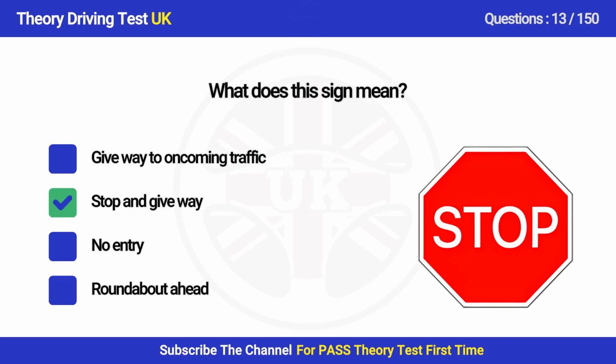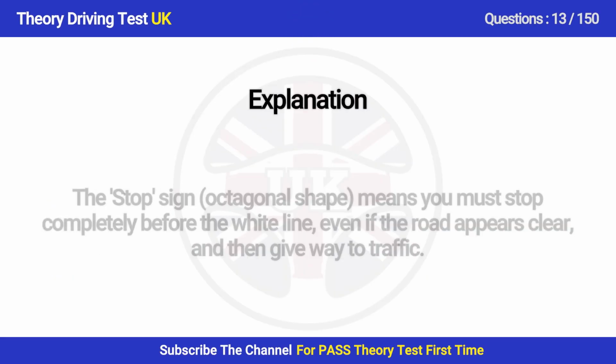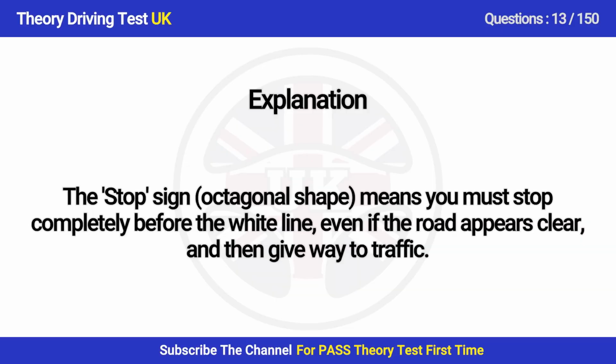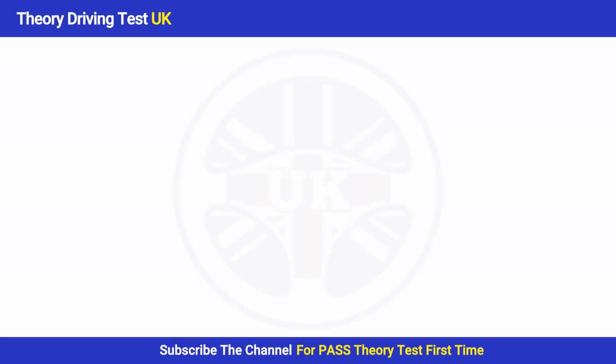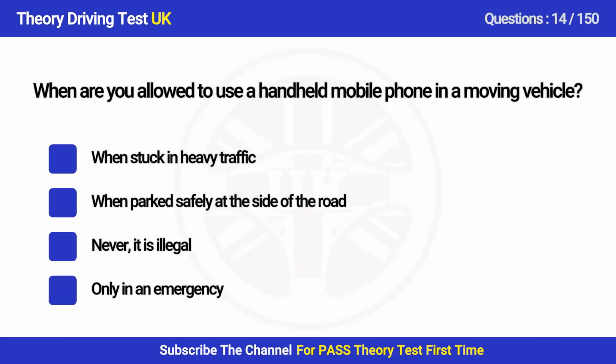Answer is B. Stop and give way. The stop sign's octagonal shape means you must stop completely before the white line, even if the road appears clear, and then give way to traffic. Question 14. When are you allowed to use a handheld mobile phone in a moving vehicle?